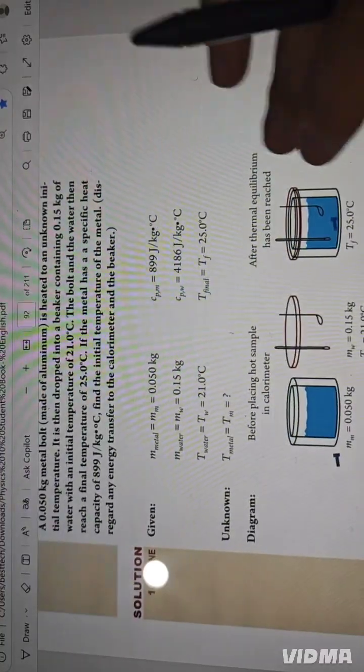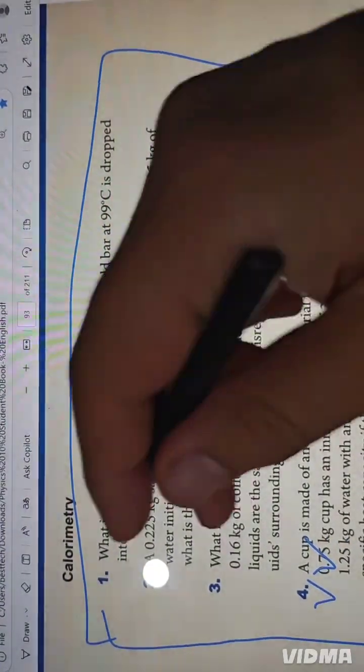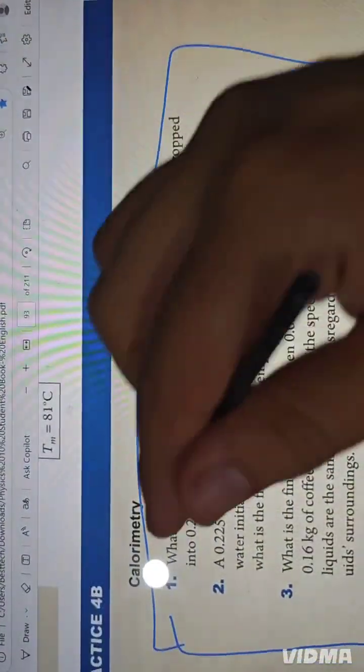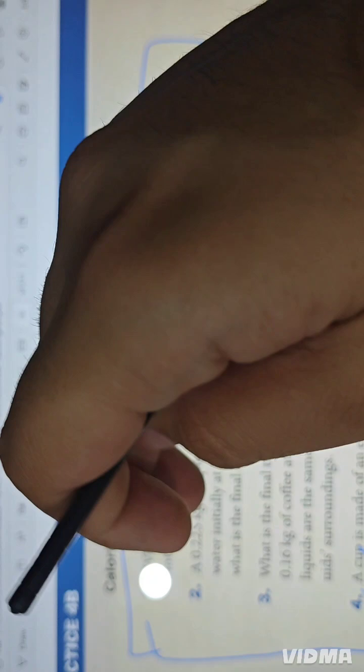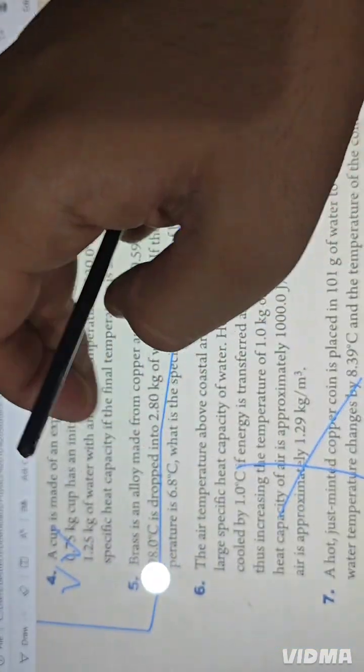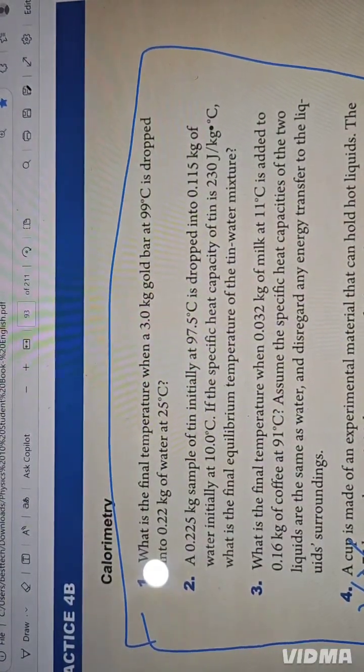This example is solved and it takes time, so I'll leave this example for now. I'm going to solve the first example. It's better. The first example is the same thing, but this is important. I'd like to solve these questions. Question 1, page 87. So now look at me, let's solve together.